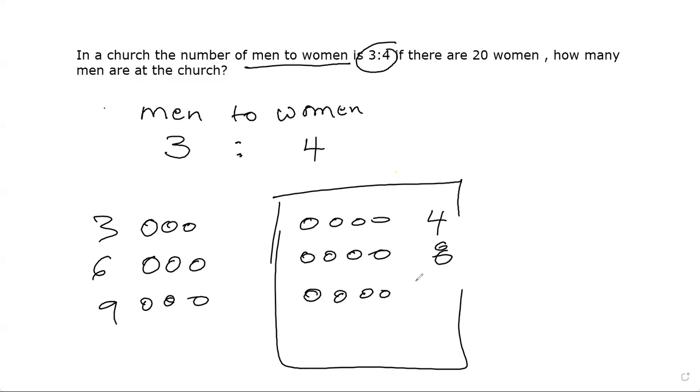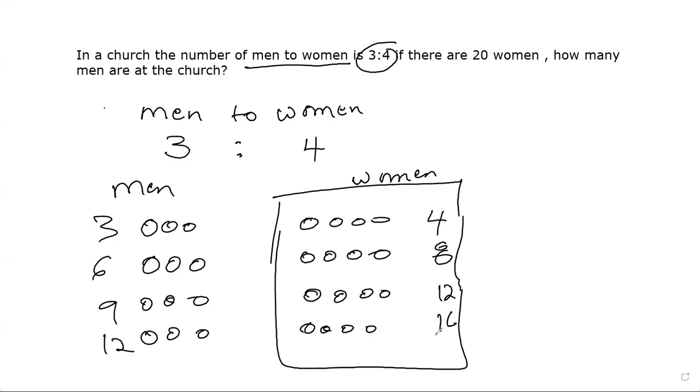1, 2, 3, 4. We add 4. So the men go up by 3, but the women go up by 4. All right, add another 3. So you have 12. How many women do you now have? 16, right? So now, how many men do you need to have when the women are 20? That's all it is saying.